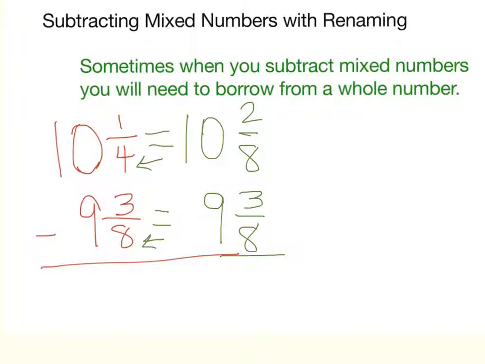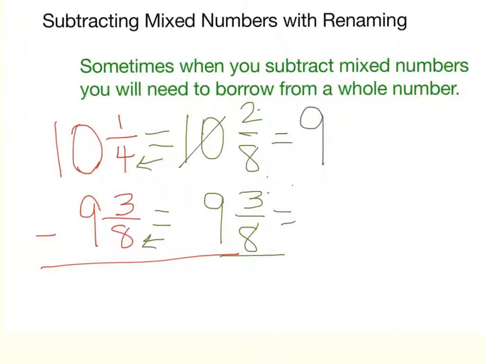Now, if I'm looking here, I cannot take 3 from 2. It's not going to happen. I don't have enough. So what I've got to do is borrow from the whole number. And this is what it looks like. I'm going to put a line through the 10. That 10 is going to become a 9 because I'm borrowing 1 from it.